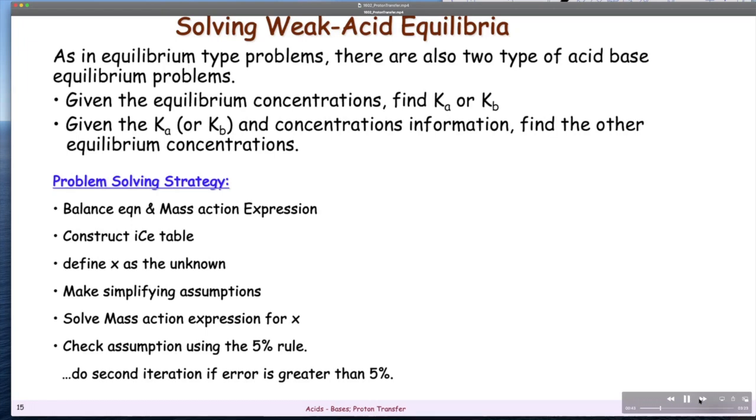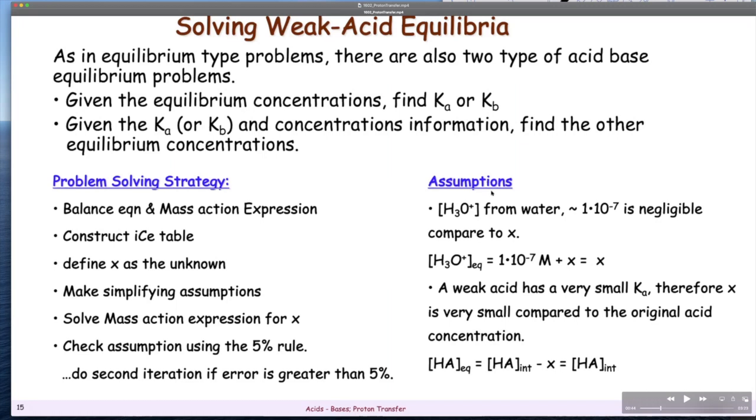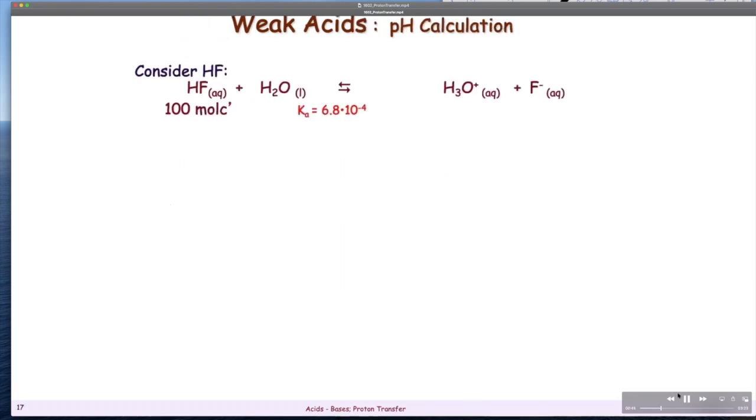I'm just making it go one frame at a time. So to solve this particular equilibrium process, you have to assume that there's always going to be water. And if there's water, you can always assume that the hydronium ion in that water is about 1 times 10 to the minus 7, which we can assume to be negligible. Weak acids have very small Ka, and therefore X is very small. And we can make this basic assumption here that the equilibrium concentration of the acid is essentially equal to the initial acid concentration. And you see that in the problems that we work out shortly.